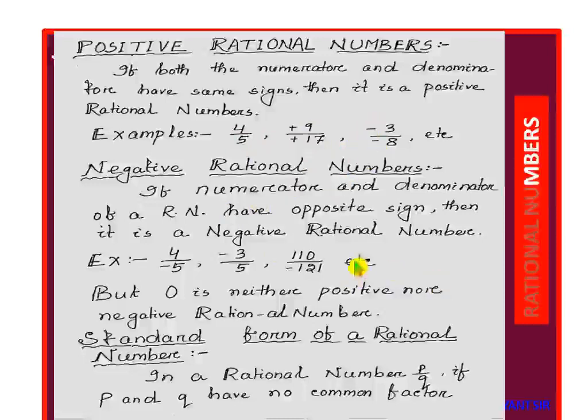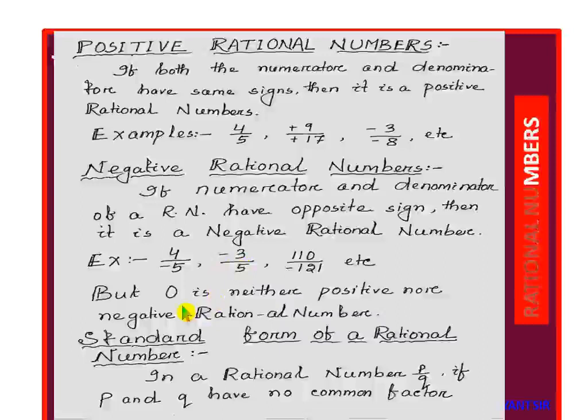Now come to negative rational numbers. If the numerator and denominator of a rational number have opposite signs, meaning the numerator will be positive and the denominator negative, or the numerator will be minus and the denominator positive, that is opposite sign, then it is a negative rational number. 4 by minus 5: here plus, here minus, opposite sign. Minus 3 by 5, opposite sign. Here 110 by minus 121, opposite sign. So these are the negative rational numbers.